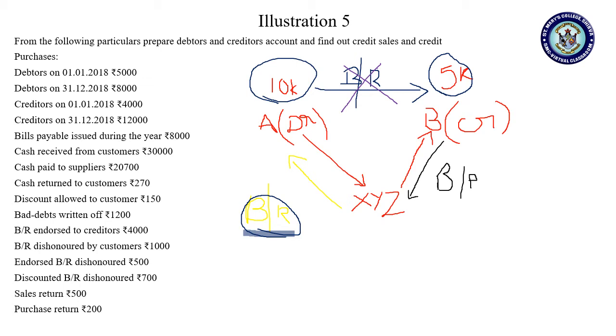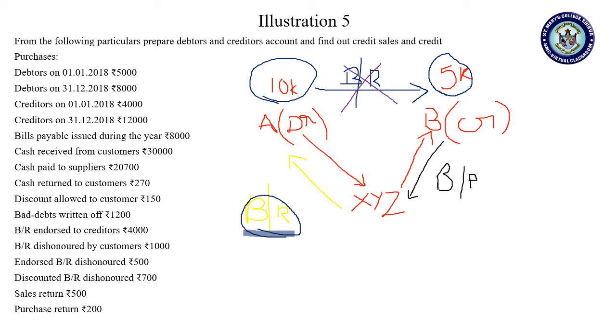Okay, next. Discounted bill dishonored. Discounted bill means the bill is in the hands of the banker. You can discount the bill with the banker. So the journal entry will be debtors account debit to bank account. It is not bills receivable. If the bills receivable is dishonored, then it is debtor to bills receivable. Now discounted bill dishonored means that bill is with the banker, so debtors account debit to bank account.